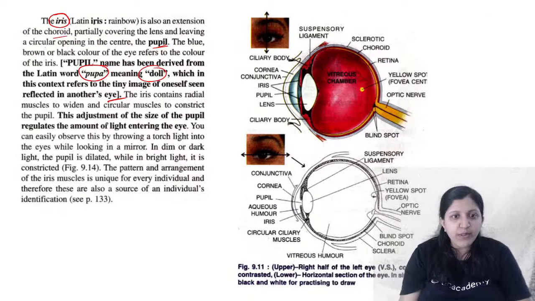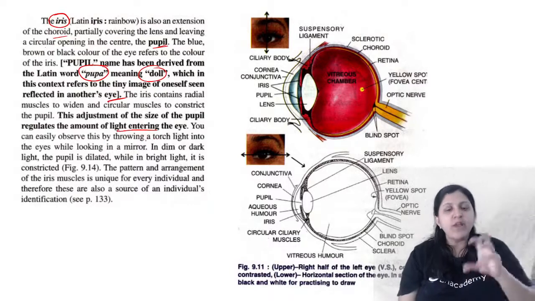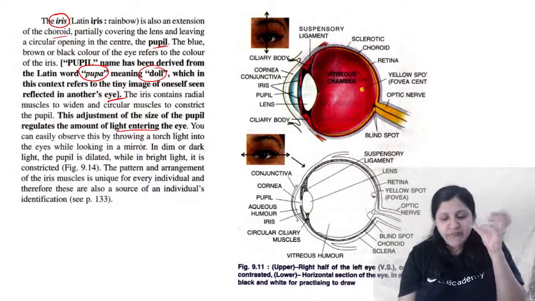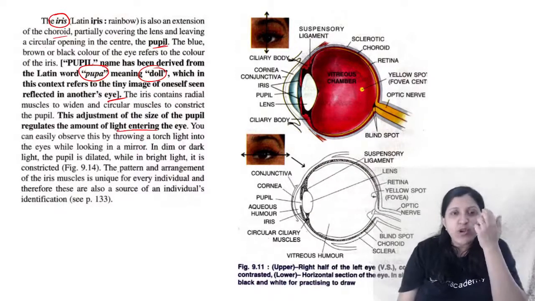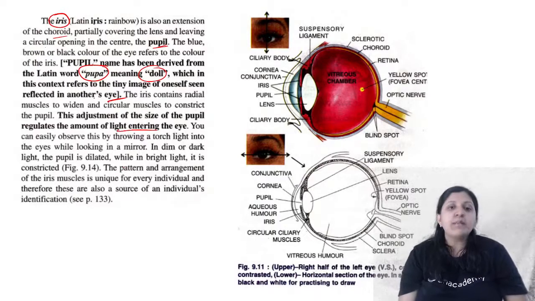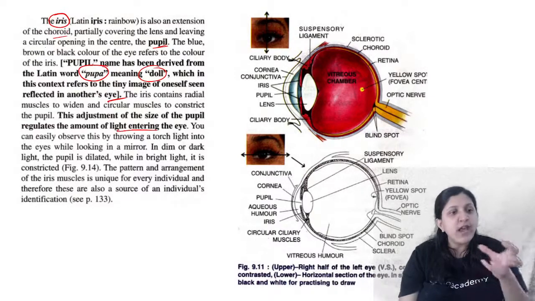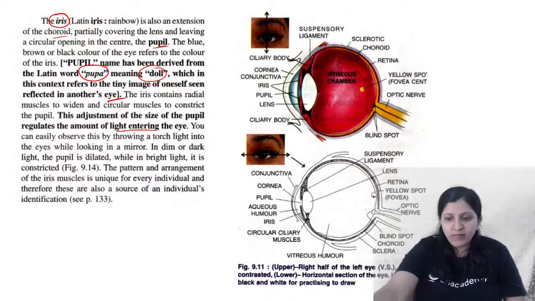So we drew the pupil. Adjustment of the size of the pupil regulates the amount of light that has to enter. You can easily observe this. Whenever your eyes are dilating or constricting, it is basically because of the radial muscles and the circular muscles in the iris, which control the amount of light that enters through your eyes.